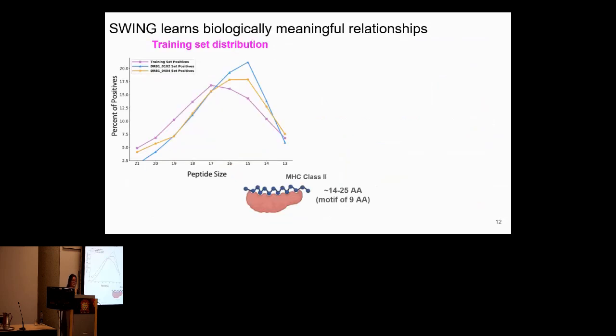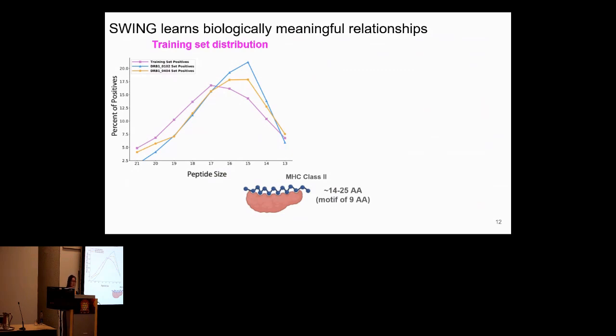So we wanted to ask, where is this information coming from? Because we're not encoding that motif directly, unlike the other methods. We wanted to ask, are we learning anything biologically meaningful here? So the class 2 motif is 9 amino acids long with a few flanking amino acids that are important for binding. And as you can see on the left, our training set distribution has peptide sizes 13 to 21.